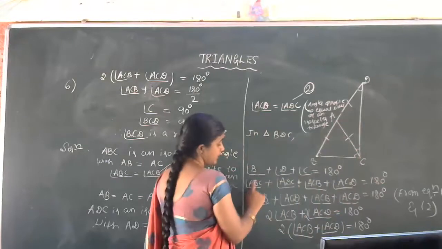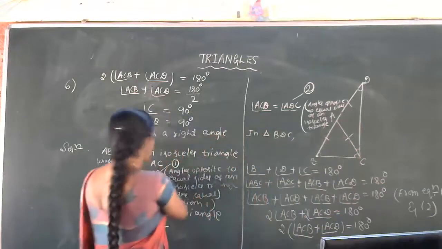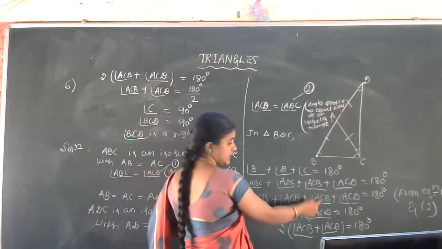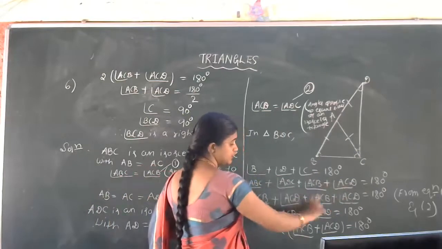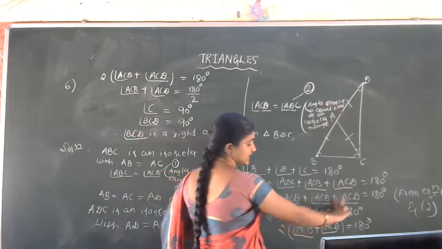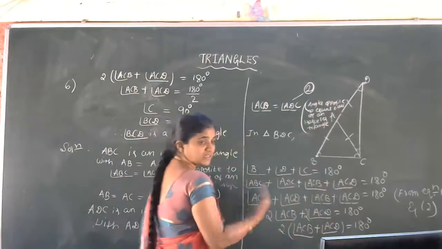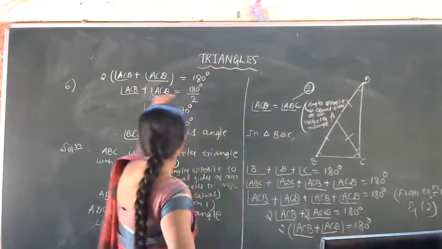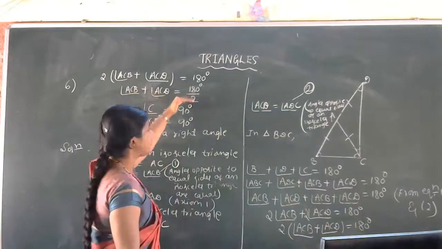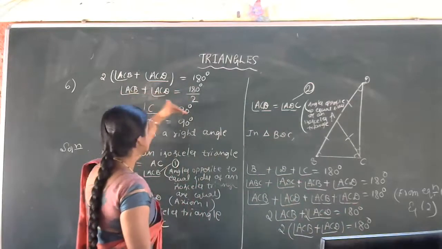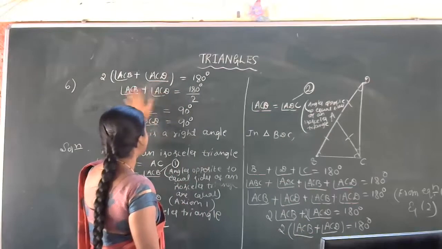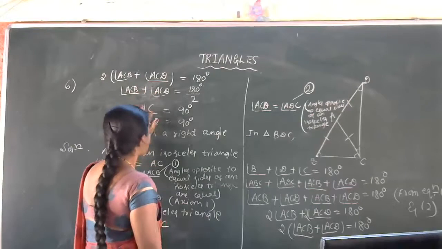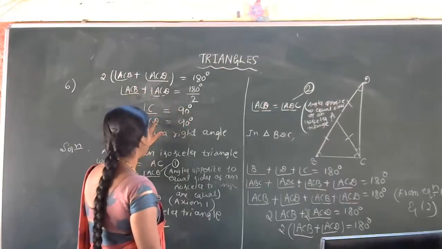Angle ABC is equal to angle ACB because the reason is angles opposite to equal sides of an isosceles triangle are equal. Okay, so now ABC is equal to ACB. So what we have to find out? Angles B and C. For that we have to use the angle sum property of a triangle, no?